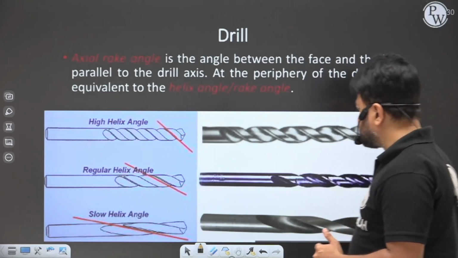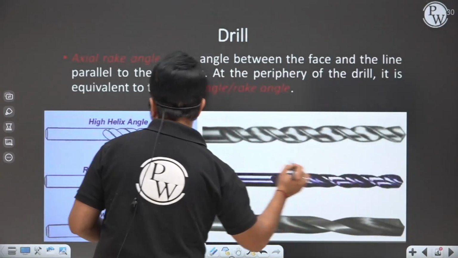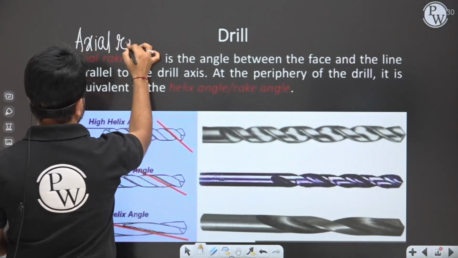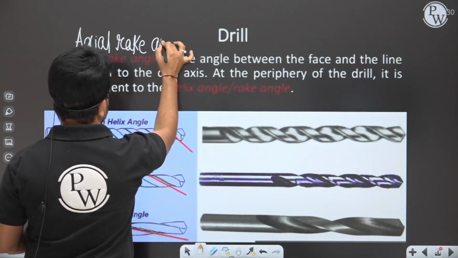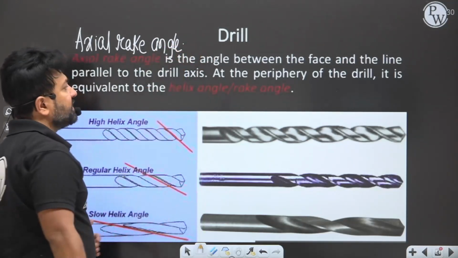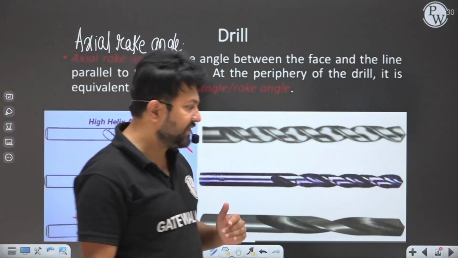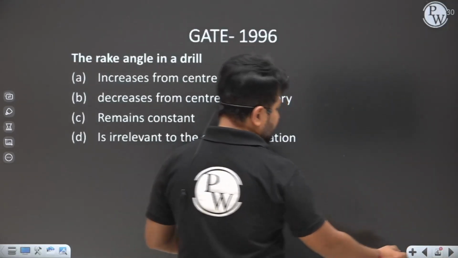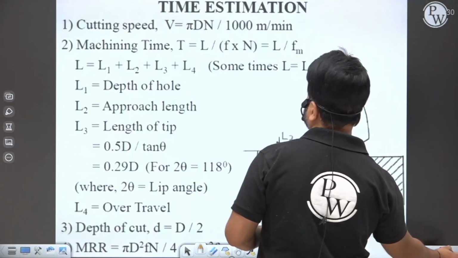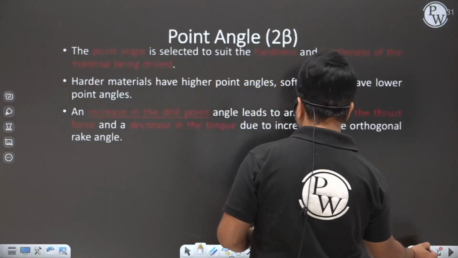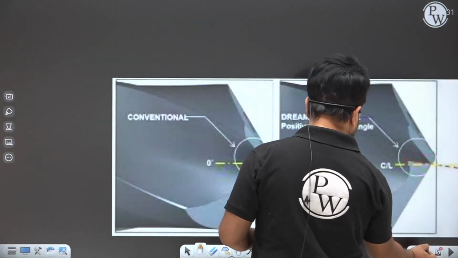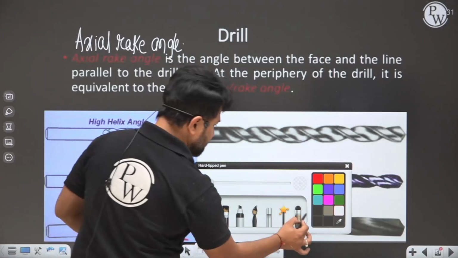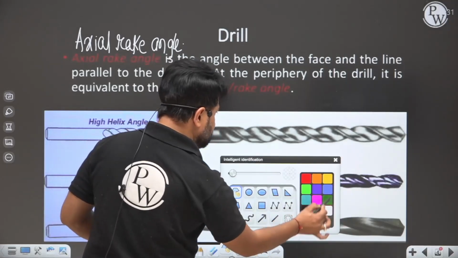Now there are some angles. Let me discuss some angles like axial rake angle. Before discussing the axial rake angle, I am going to discuss the helix angle. Let me discuss first about the helix angle. Look, what is the helix angle basically? Let me show you.